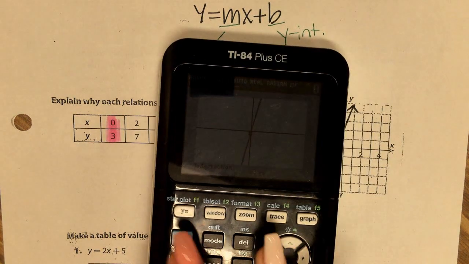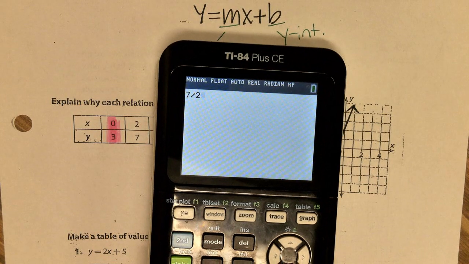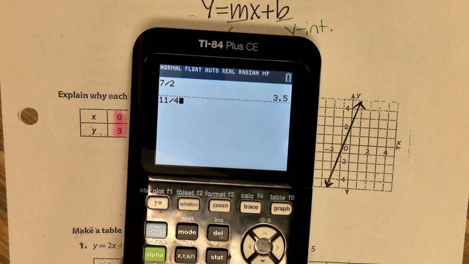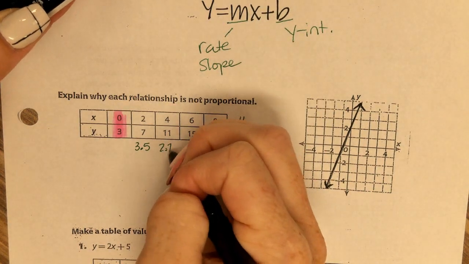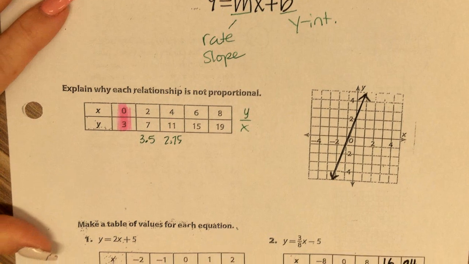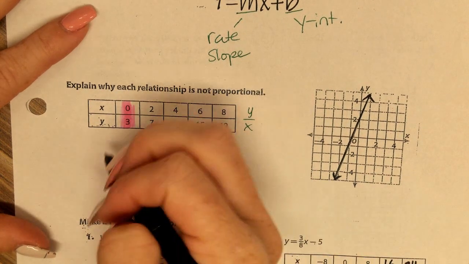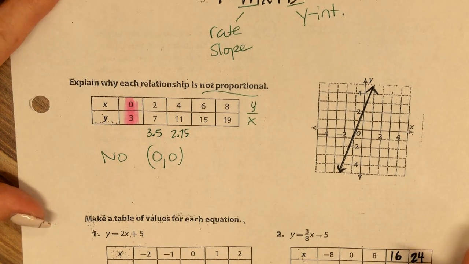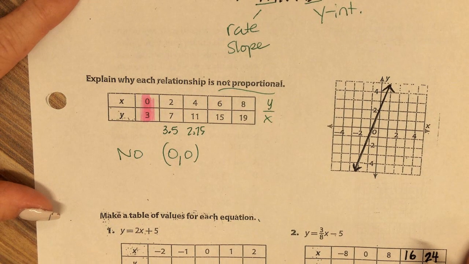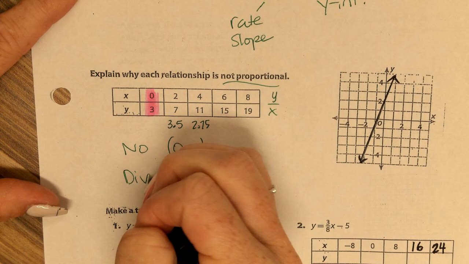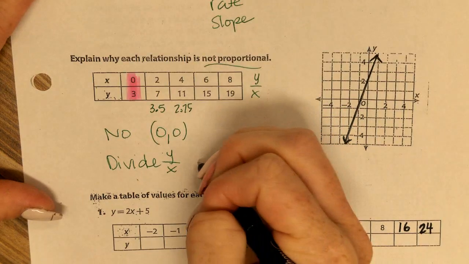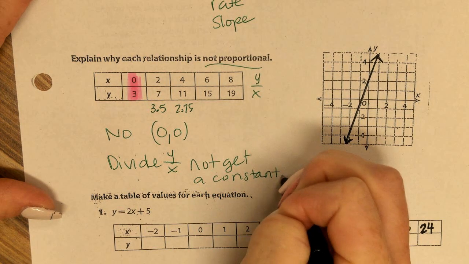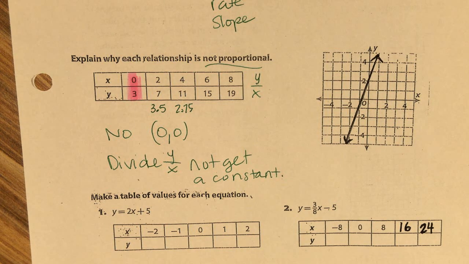7 divided by 2 is 3.5. 11 divided by 4 is 2.75. Is there a constant? So there are two reasons. It does not include 0, 0. So no 0, 0 is the first reason it is not proportional. The other reason is that when I divide y by x, I did not get a constant.